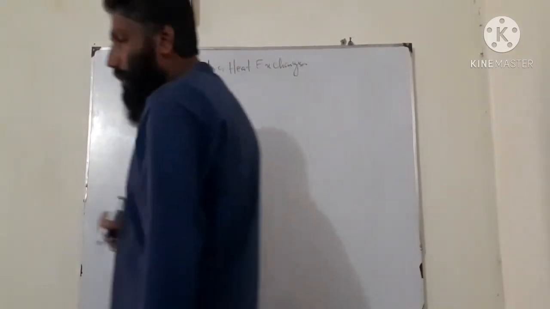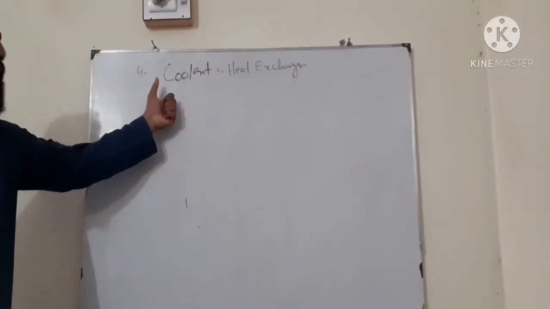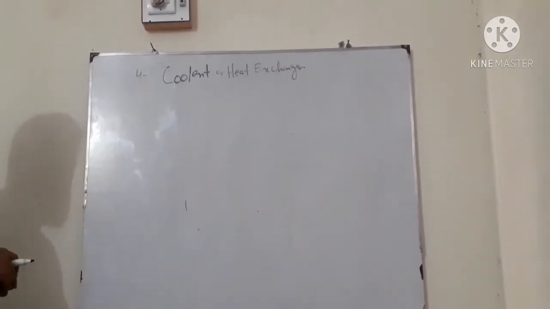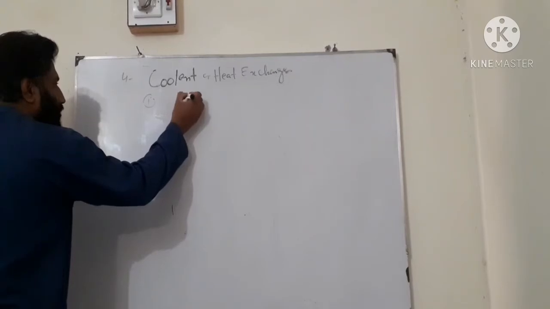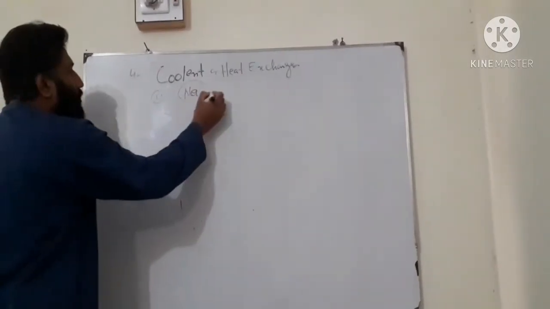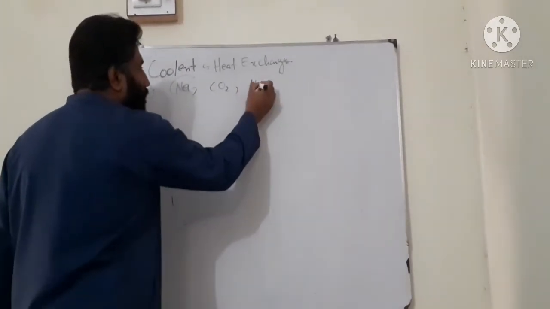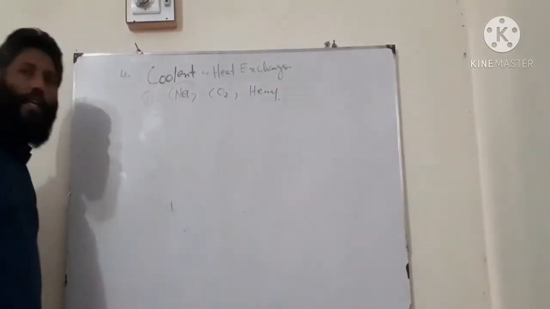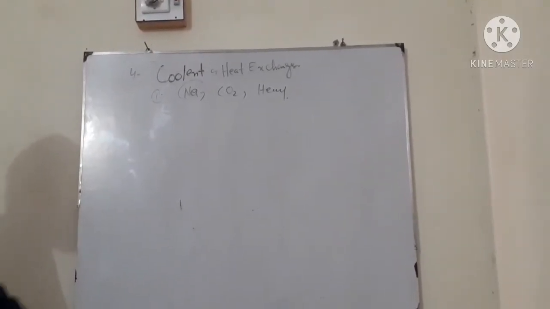And the heat exchanger is what will seize the heat from the coolant. Different types of coolants are used. For example, the most commonly used is liquid sodium, and we may also use carbon dioxide gas, and heavy water may also be used as a coolant in the reactor core.